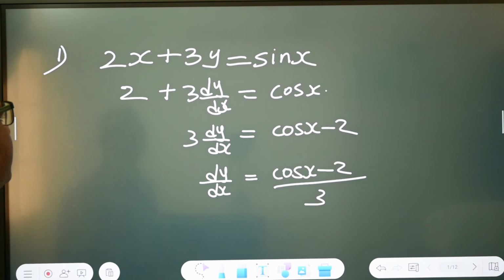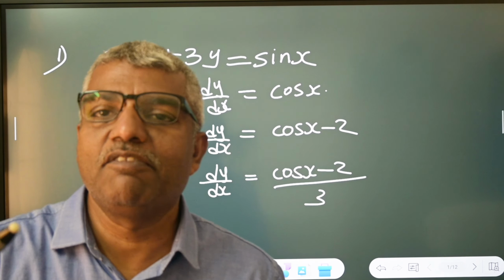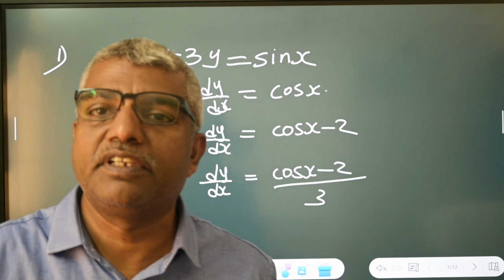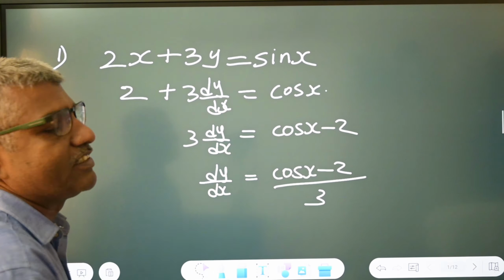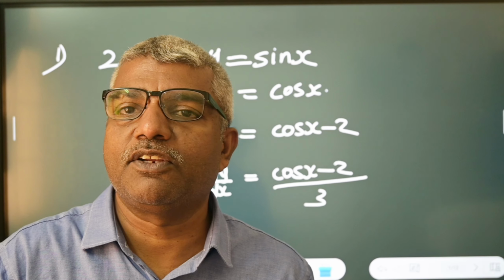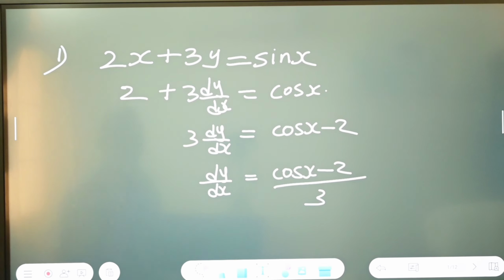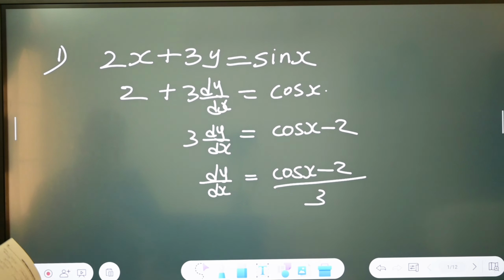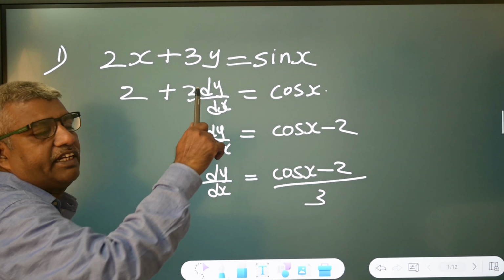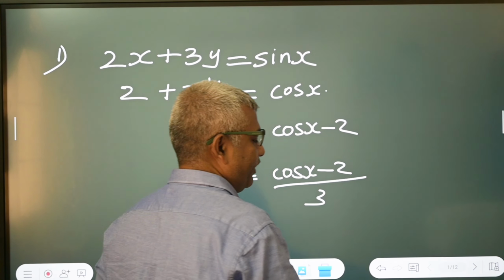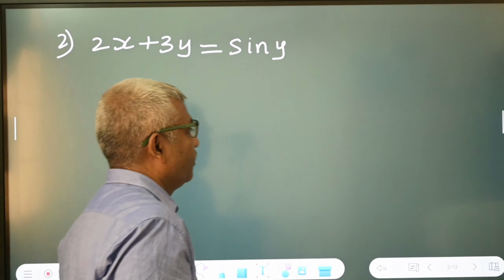Here, one mistake people will generally commit: they will start with the letter y equal to. Here, there is no need to put y because y is already inside. Okay, 2x plus 3y equal to sin x. Copy down. y, if we differentiate, 3 times dy by dx. y, if we differentiate, dy by dx. Okay, question number 2.